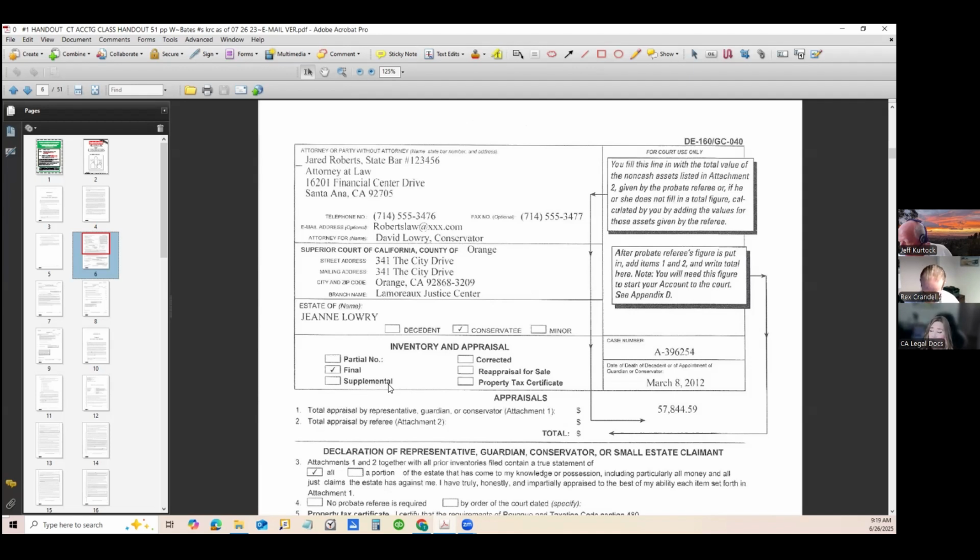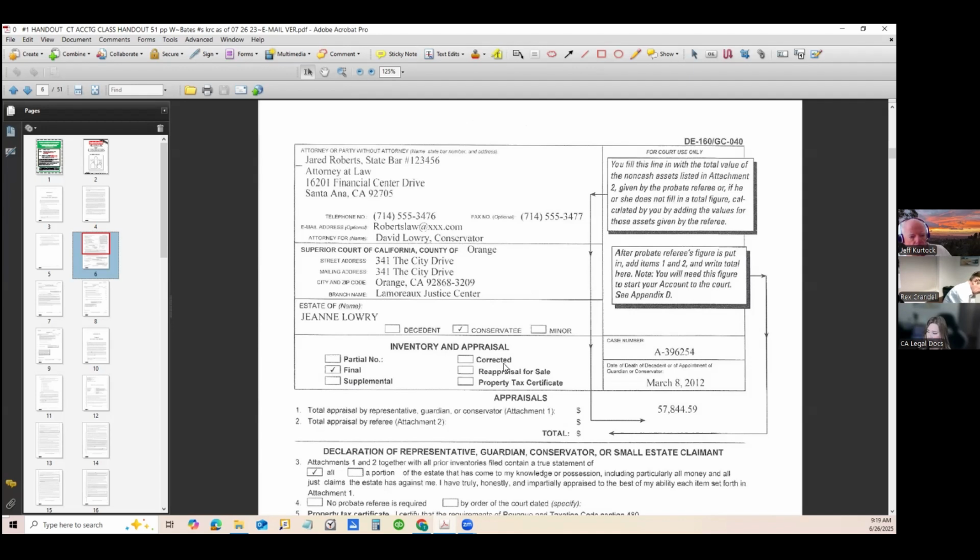Specifically, let's say I turned in a final inventory and appraisal and an asset was forgotten about or wasn't listed. A lot of times that could be a car, that could be jewelry, that could be who knows how many other things. I will mark only the box supplemental, which means I'm just adding to the partial or actually adding to the final. So that's really when I use the box supplemental.